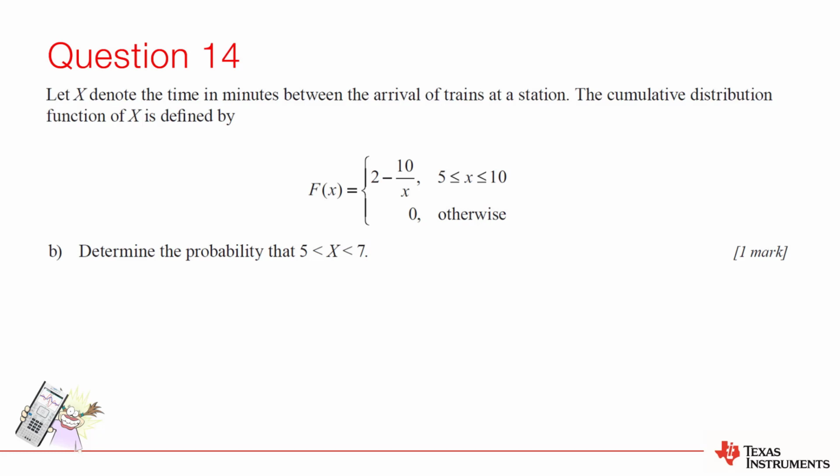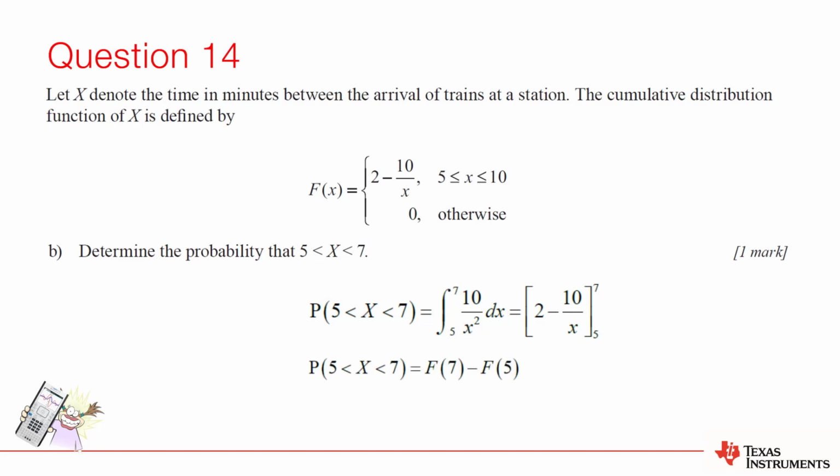Well, a number of ways we could do this. We could just work out the big F at 7 and subtract off the big F at 5, or alternatively, we can integrate. If we've got 10 over X squared and we're integrating that up, then we're getting 2 minus 10 over X evaluated between 7 and 5, which, as I said, is F at 7 minus F at 5, capital F that is. Substitute in the numbers, 2 minus 10 over 7 minus 2 minus 10 over 5. The 2's cancel and we get 4 over 7 as a decimal.